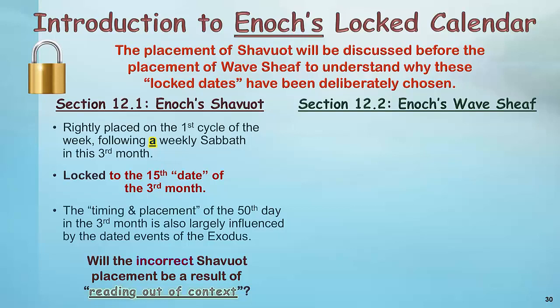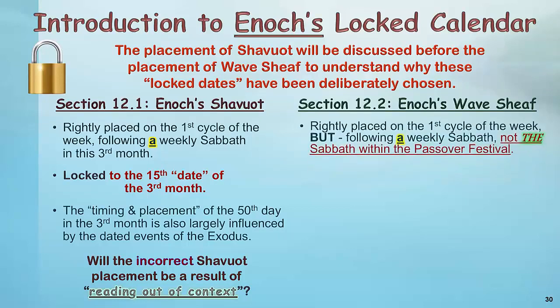Let's look at 12.2, Enoch's wave sheaf. It's rightly placed on the first cycle of the week, but it is following a weekly Sabbath, not the Sabbath within the Passover festival, according to the requirements and statutes of the scriptures. So why is it outside of the unleavened bread festival and the Passover festival? Who changed it, and where is their authority to do that?